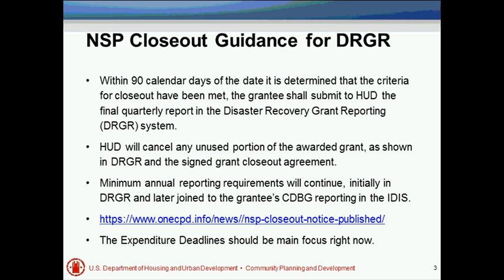Within 90 calendar days of the date it's determined that the criteria of closeout has been met, the grantee shall submit to HUD the final QPR, quarterly report, via the system. HUD will be canceling any unused portion of the awarded grant as shown in DRGR and the signed grant closeout agreement. Minimum annual reporting requirements will continue. Initially, they're going to be continuing in DRGR and later joined to the grantee CDBG reporting at IDIS. Further information will be coming out on when that changeover to IDIS will happen.